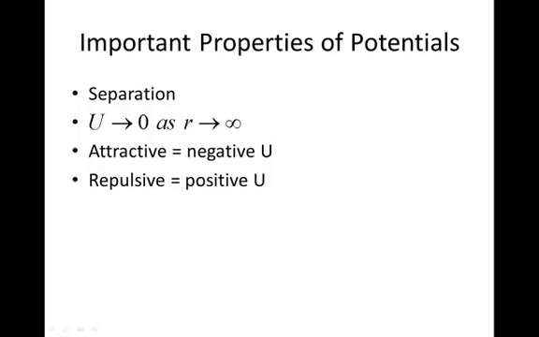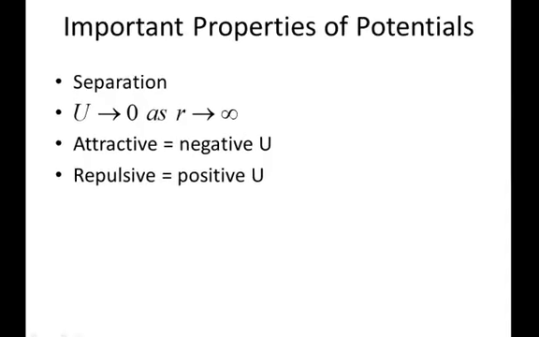Another thing is that the potential energy has to go to zero as r goes to infinity. In other words, when these particles are far, far away, we've chosen that to be our zero point for energy. When you have an attractive force, an attractive potential pulling things together, then the potential energy is going to be a negative number. And for a repulsive force, in other words, a force that pushes the two particles apart, you need to have a positive potential energy.